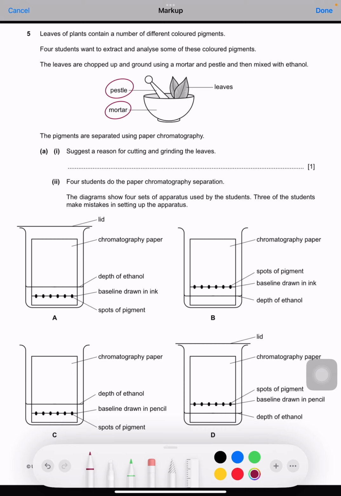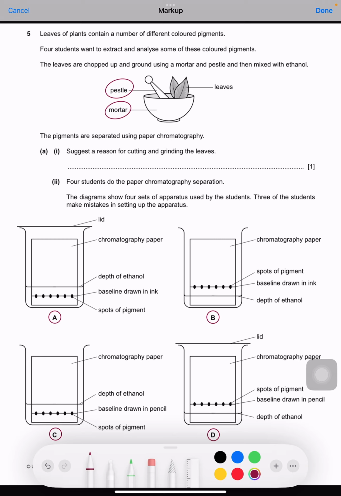The pigments are separated using paper chromatography. Suggest a reason for cutting and grinding the leaves, which I have told you, so that the pigments can be taken out of the leaves. Now there are four setups. You can see one setup is A and the other setup is B here. There is a third setup called C, whereas the fourth setup is D. Let's look into all four. Four students do the paper chromatography separation.